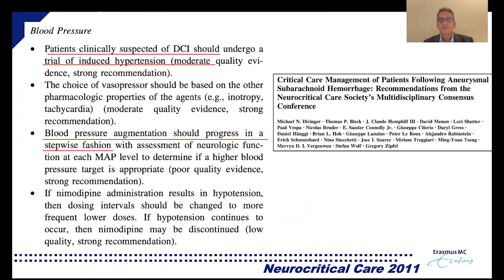Then from the critical care recommendations from the Neurocritical Care Society Multidisciplinary Consensus Conference 2011, it was stated regarding blood pressure that patients with DCI should undergo a trial of induced hypertension, and blood pressure augmentation should progress in a stepwise fashion, taking into account the neurological response of the patient.